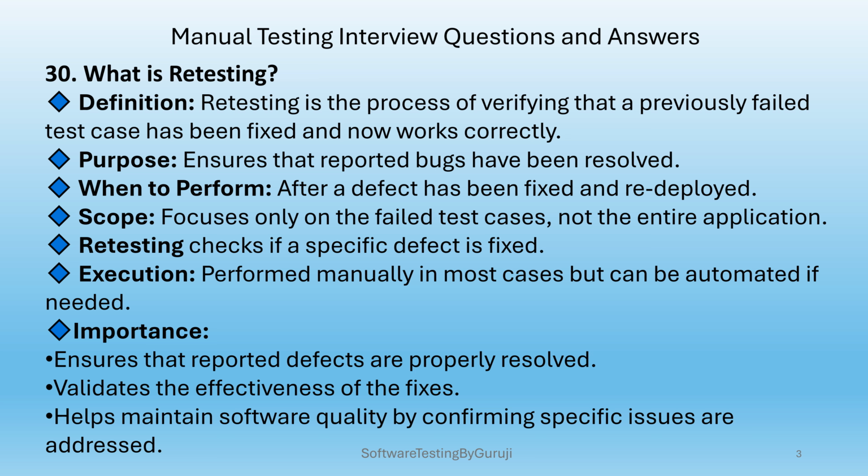Execution: performed manually in most cases but can be automated if needed. Importance of retesting: ensure that reported defects are properly resolved, validate the effectiveness of the fixes, and help maintain software quality by confirming specific issues are addressed. So this is all about retesting. Let's move to another question.